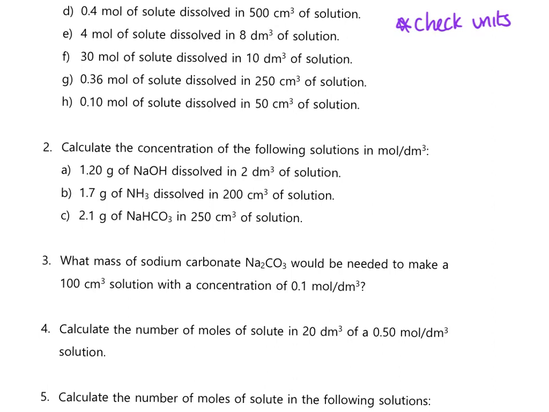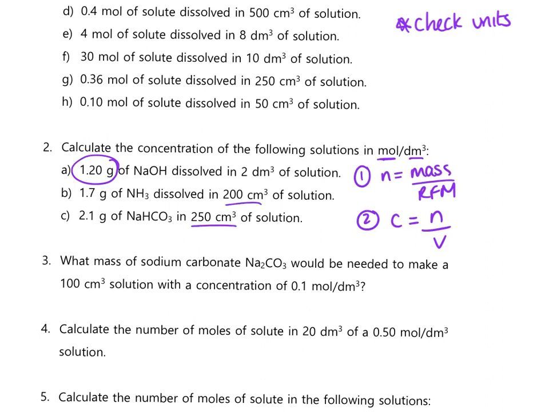For question 2, those are the slightly harder calculations where you have to use both equations. You're asked to calculate the concentration in moles per decimeter cubed, but you're not given the number of moles, so you must work that out from the mass. So for all of question 2, what you'll be doing is working out your moles first, N equals mass over Rfm. And then the second step will be working out your concentration by doing C equals N, from the value you've just calculated, divided by V, your volume. Again, check your units, particularly in B and C.